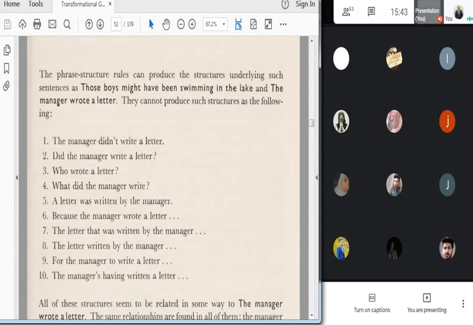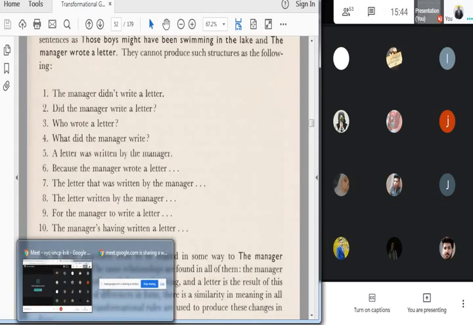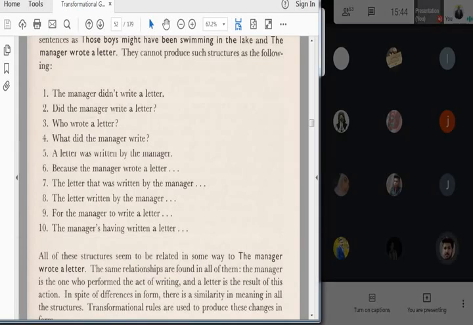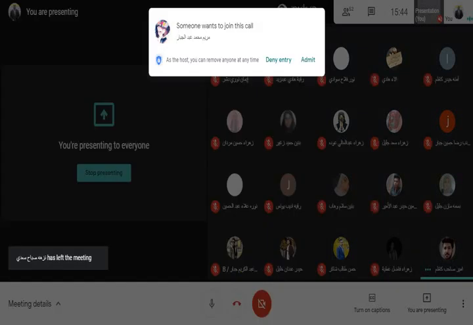If we check again the other five: the manager wrote a letter, the letter that was written by the manager, the letter written by the manager, for the manager to write a letter, the manager's having written a letter. Are these affirmative? This is the first question. Are they affirmative from 1 through 10? They are not affirmative. No, they are negative. Yes, some of them are negative. So they are of different types.